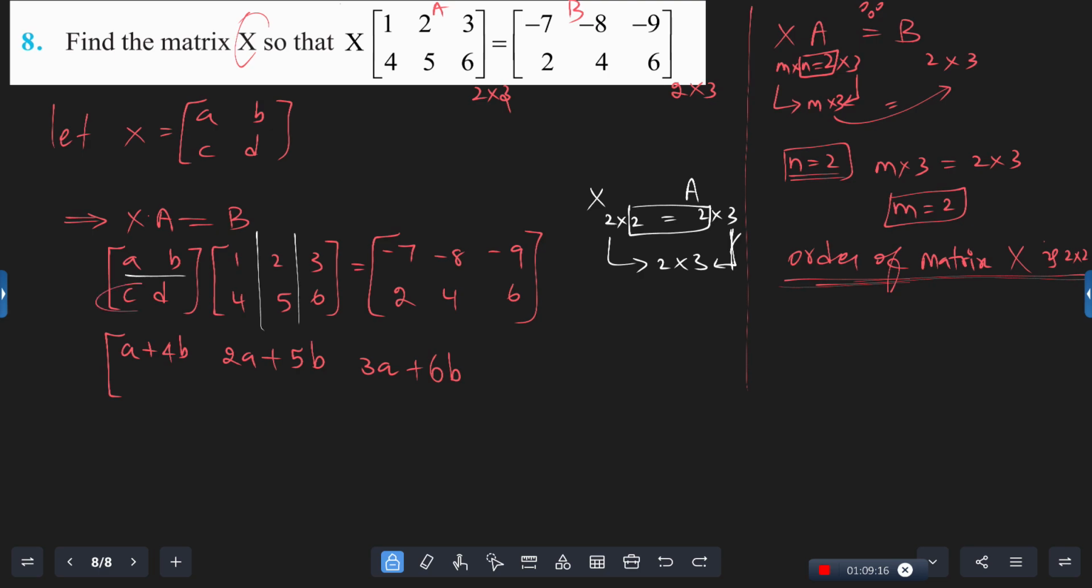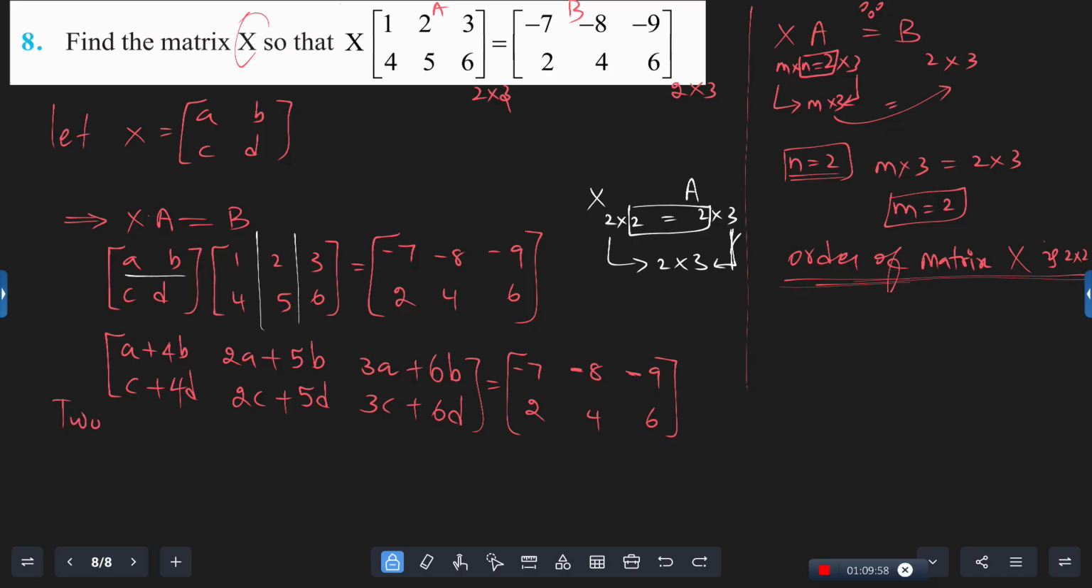In the same manner, now do the second row. c into 1, c, or else just c you can mention. d into 4, 4 times d. Same manner, second column: c into 2, 2 times c, plus 5 times d. Third column: 3 times c and 6 times d, which is equal to minus 7, minus 8, minus 9, and in the same manner 2, 4, 6. That's it. Matrices are equal, and corresponding elements are equal. That rule you have to follow here.